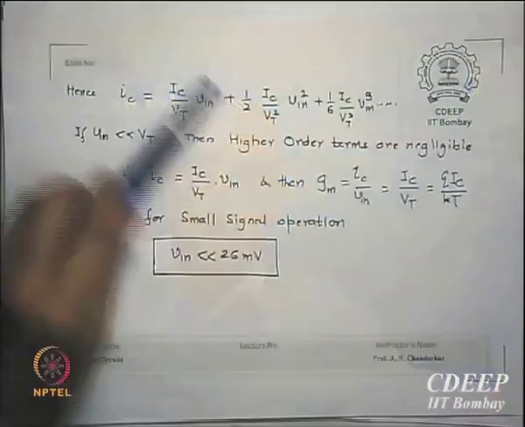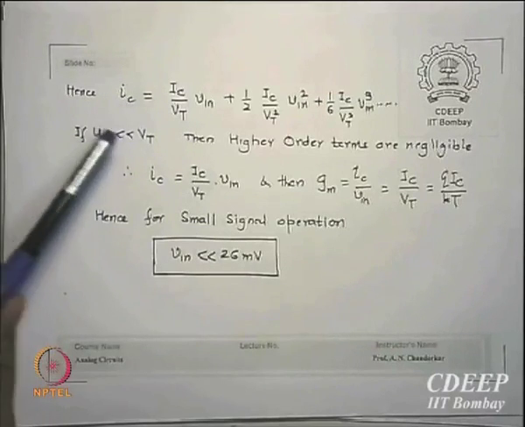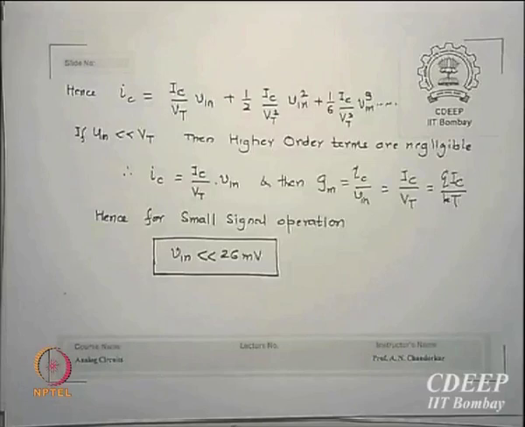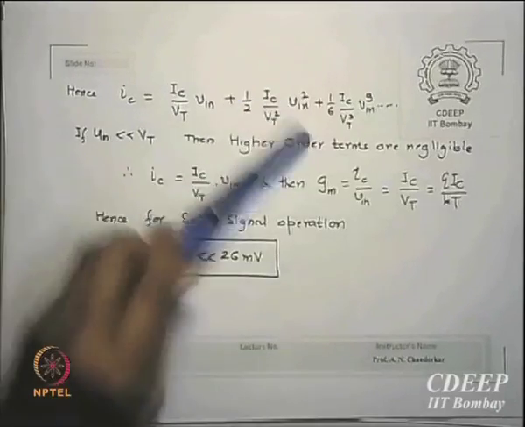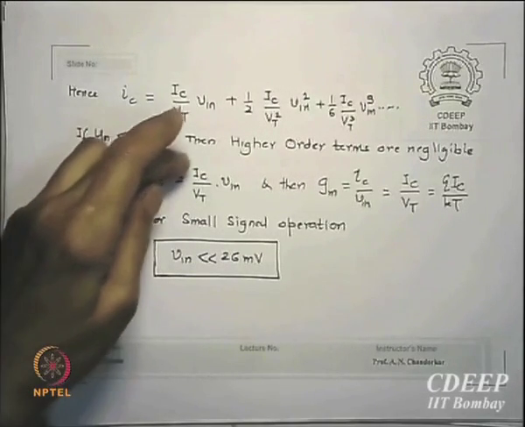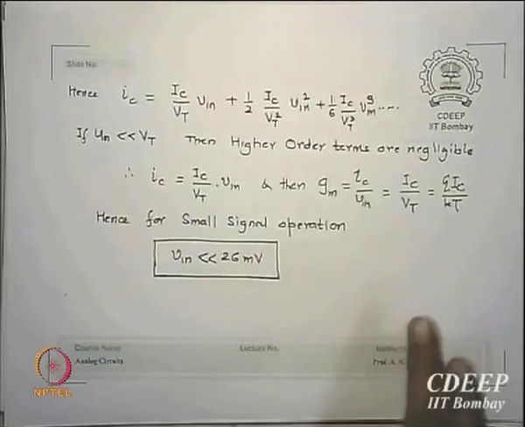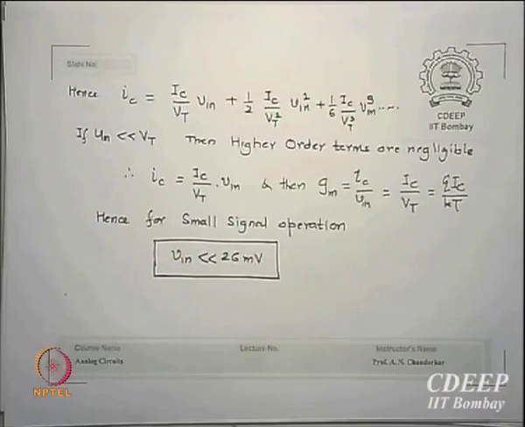So, what is the condition that only this term comes to our requirement, which is called the fundamental term? V in should be very, very small compared to VT. If V in by VT is much smaller than 1, then we can say the second order, third order, nth order terms are negligible. Is that clear? If that happens, ic is equal to IC by VT times V in, then the gm is IC by V in, therefore it is qIC by kT.